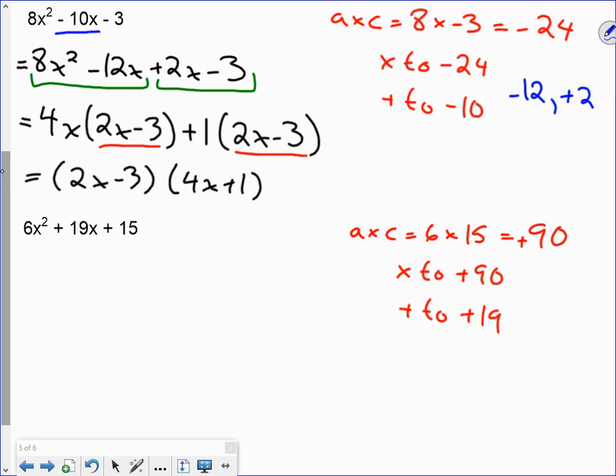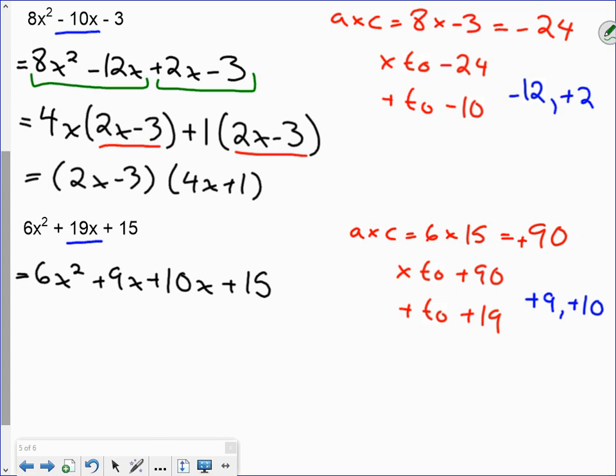Well, this is actually kind of easy. This is positive 9 and positive 10. So we're going to use those two numbers to break up that 19x: 6x squared plus 9x plus 10x plus 15.